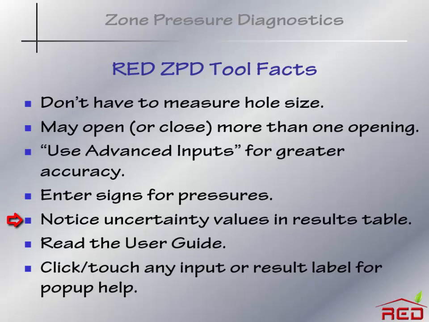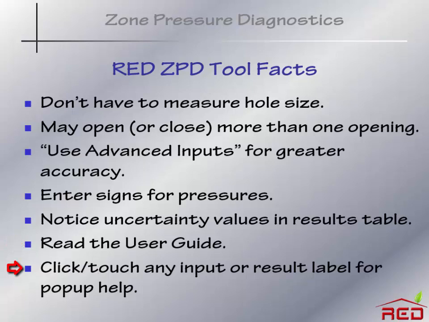Notice the uncertainty values in the results table at the bottom of the Red ZPD tool. You can do certain things to reduce those uncertainty values, and that's a good thing. It means your numbers are more accurate. For example, make sure that your pressure shift is significant. And as you use the tool, you will find other things that you can do to reduce the uncertainty. Related to that, read the user guide. The user guide has advice in it for reducing uncertainty and for using the tool.